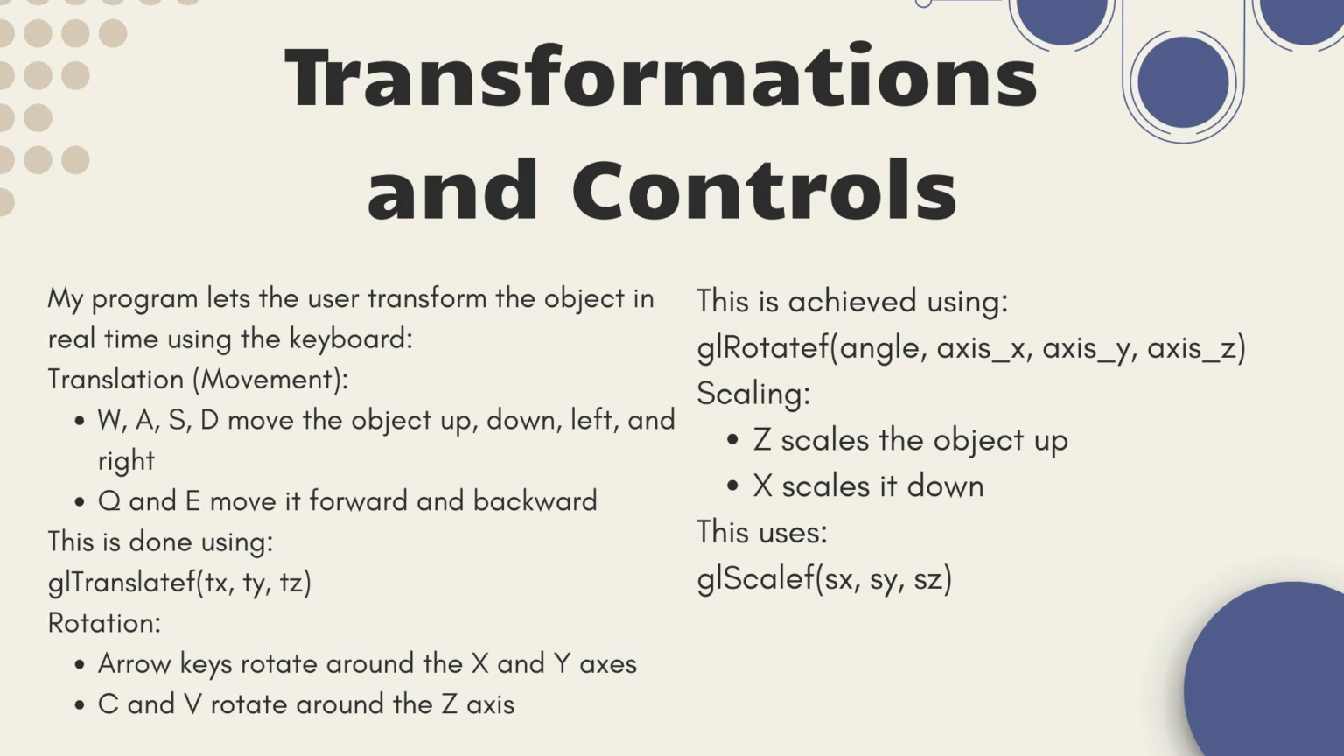Rotation: the arrow keys rotate around the X and Y axis, C and V rotate around the Z axis. This is achieved using glRotatef with angle, axis X, axis Y, axis Z. Scaling: Z scales the object up, X scales it down. This uses glScalef with SX, SY, SZ.